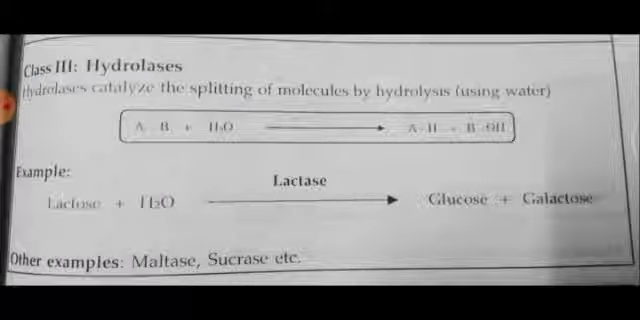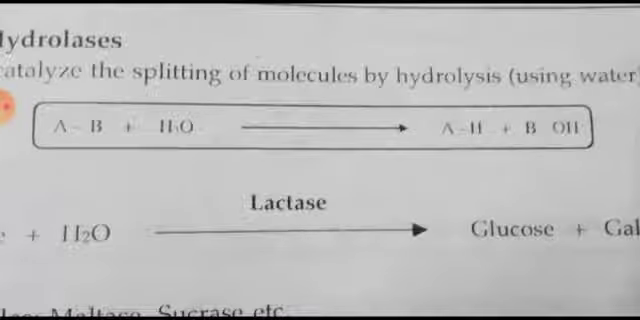Next we are going to talk about hydrolases. Class 3 enzyme, that is hydrolase. Hydro means water. As you can see in the first sentence, hydrolases catalyze the splitting of molecules. Splitting means breakdown of molecules by hydrolysis. Hydrolysis means, in brackets, by using water. In this illustration you can see just AB, a substrate. It is combining with water, H2O, and an enzyme is involved in this reaction.